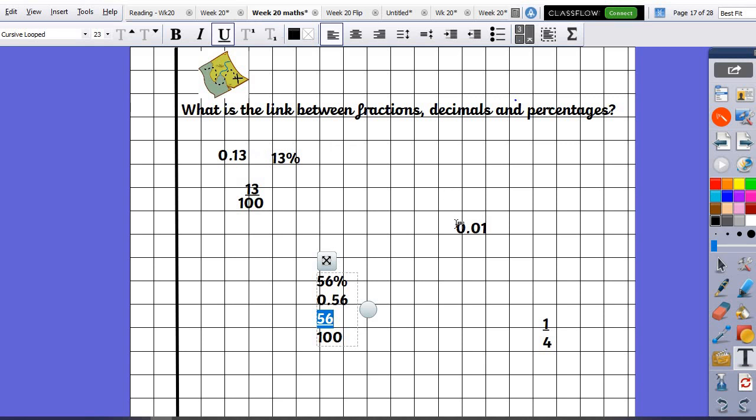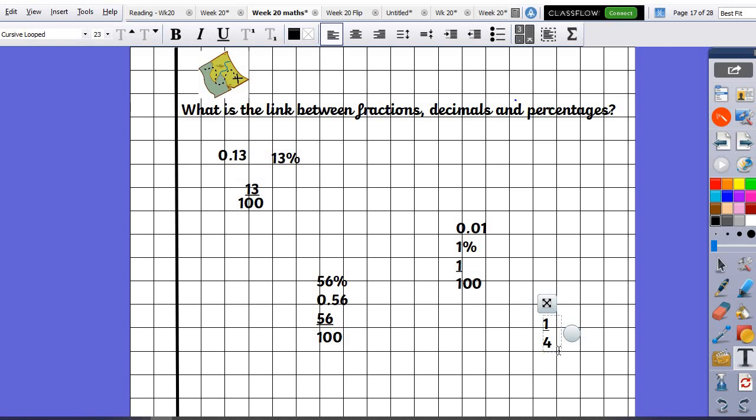You then also got the idea of 0.01. Now, this is tricking a few people because someone's going, that's 10. But actually, you can see we have not got any tenths, we've only got hundredths. So actually, it is 1%, and it is 1/100.